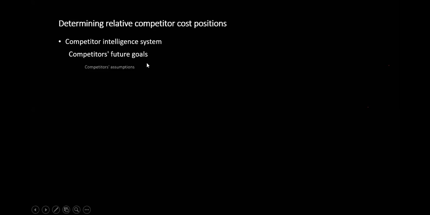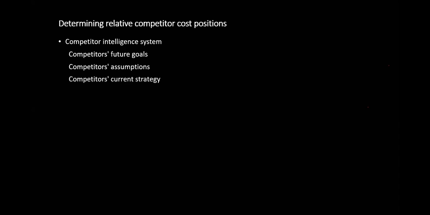Competitors' future goals, competitors' assumptions, and competitors' current strategy. Those three are important. Competitors' future goals: what would be the future reaction of the competitor? What kind of targets are particular competitors having? They may be going for very rapid growth, or they may be silent and just doing the business as it is.